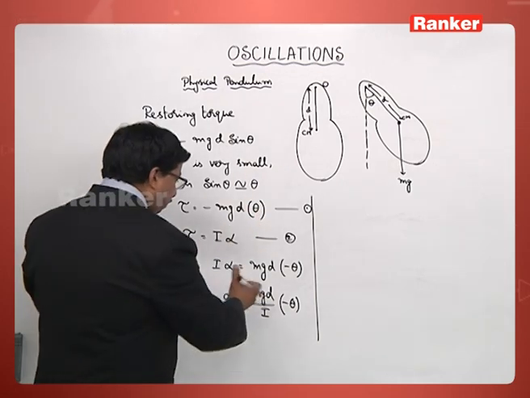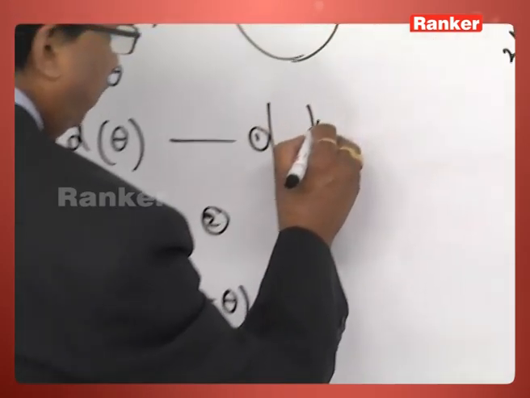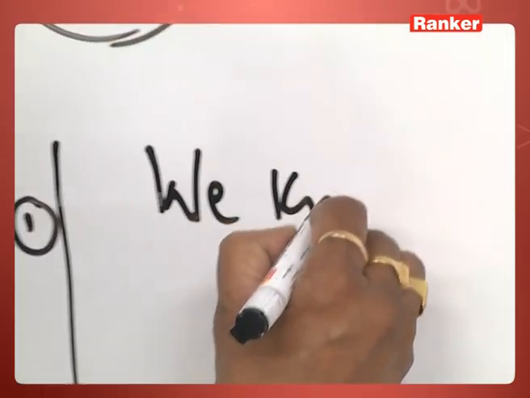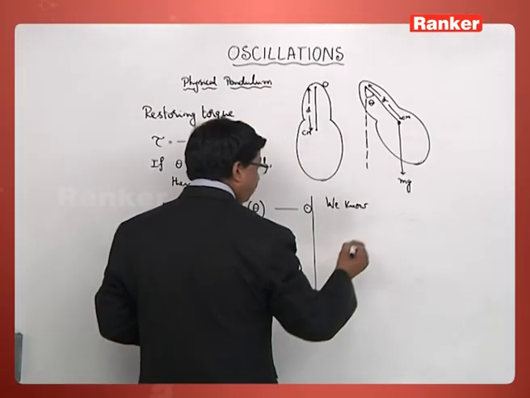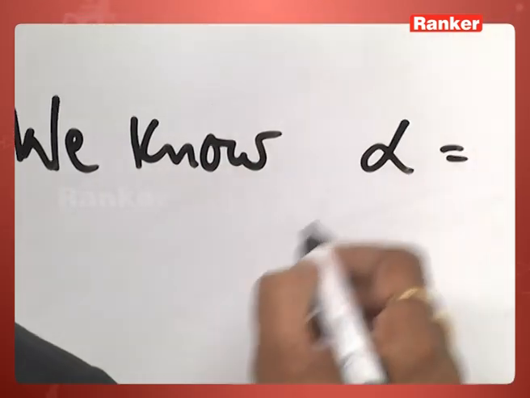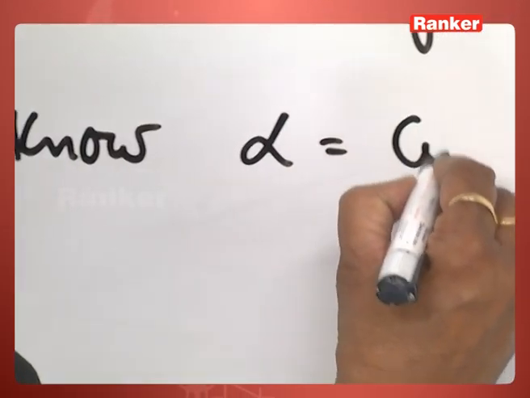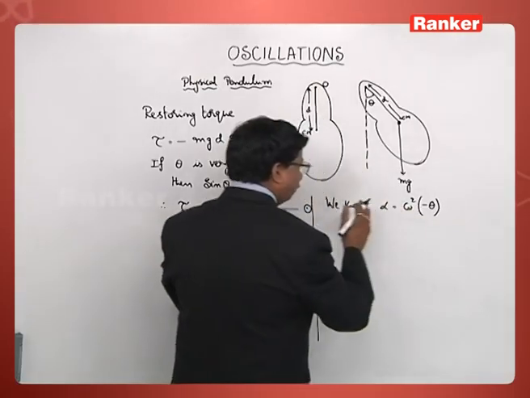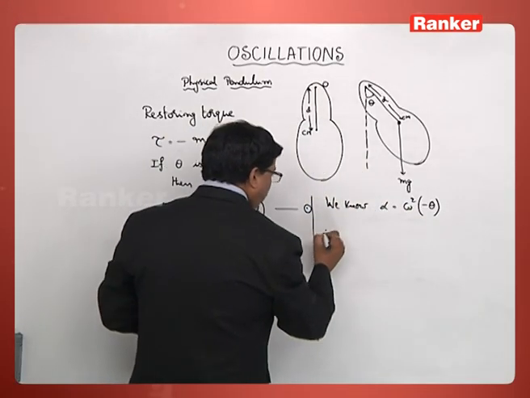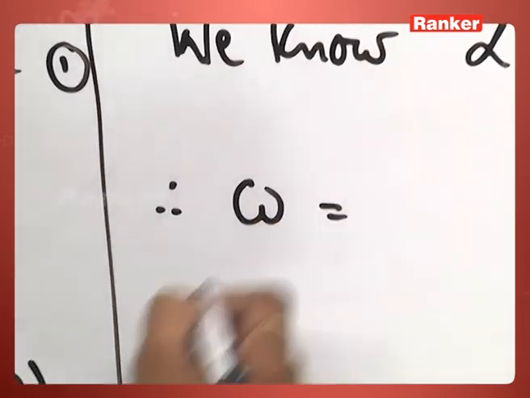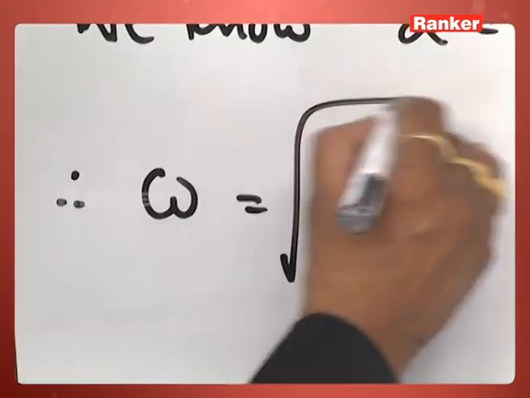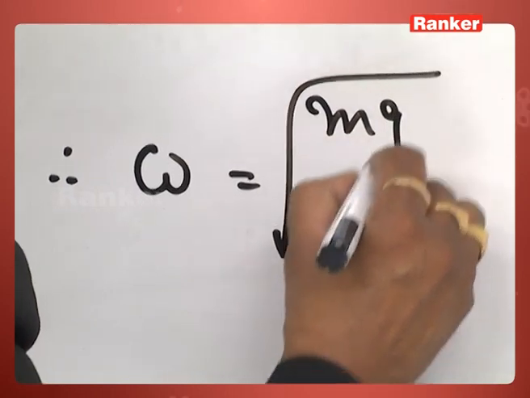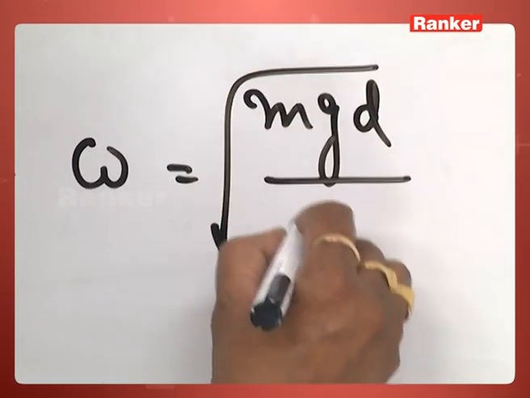So, what one can understand from this? We directly know one point. What is that? Alpha is equal to minus omega square into theta. Therefore, what would be the value of omega now? Omega becomes root over mg d by I.